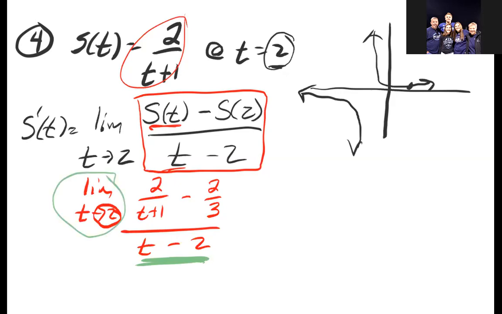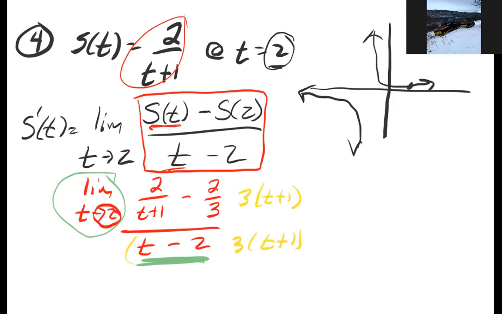This is what we call an improper fraction. We have fractions within fractions. So in order to simplify that, I'm going to multiply the top and the bottom by 3 times t plus 1. Can you see why? Because it's going to get rid of those fractions there.